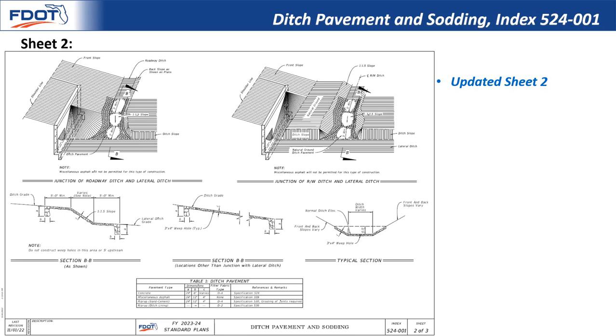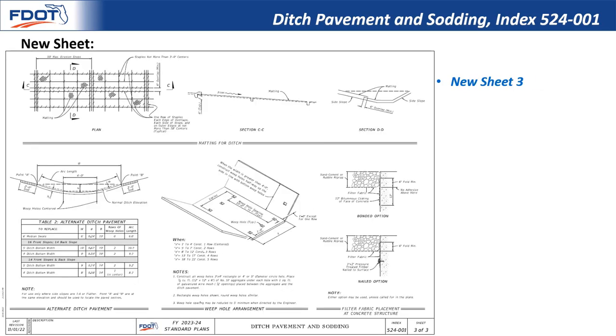Same thing here with Sheet 2. There was no real new data added. We just cleaned up the sheet and reorganized it. And here is the final sheet for index 524001. This is Sheet 3. No new data was added here. It was just reorganized and cleaned up.